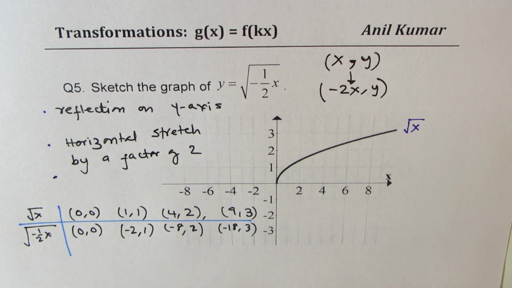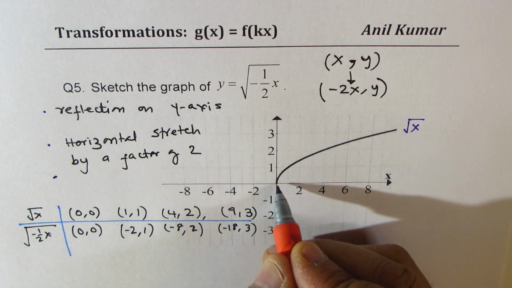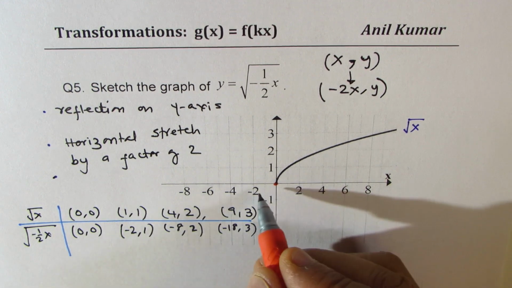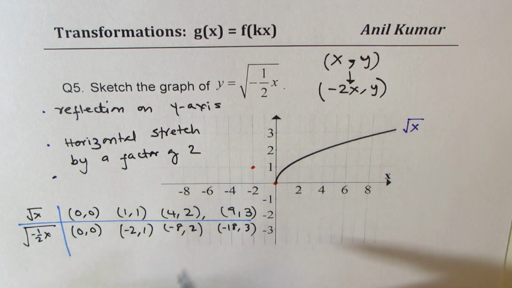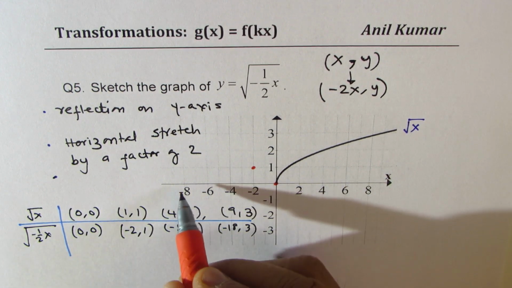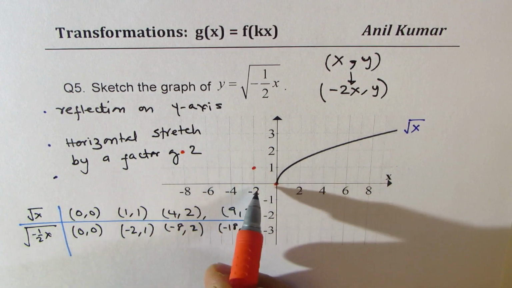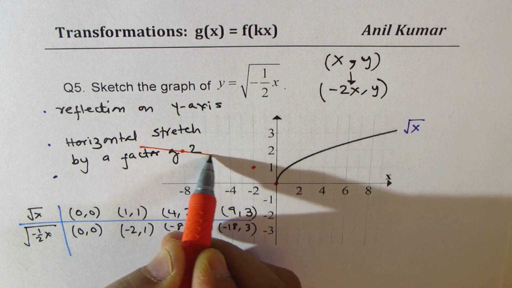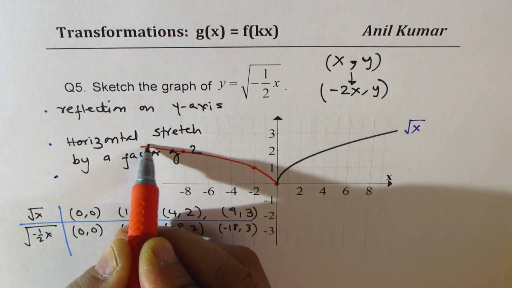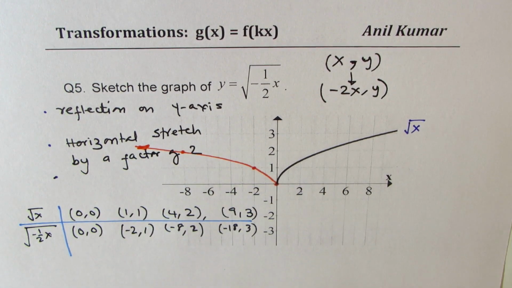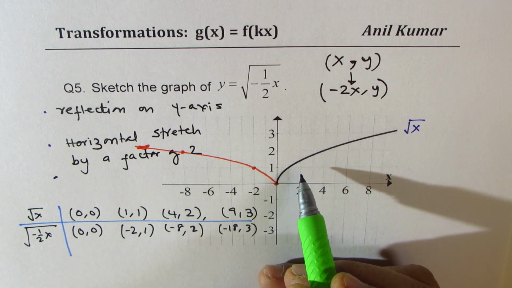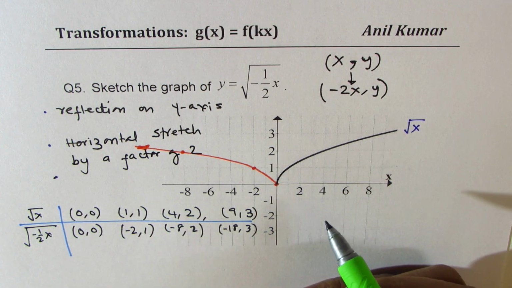So we can plot these points directly. So we get 0, 0 right there. Then we get minus 2, 1, which is this point. Minus 8, 2, which is kind of here. So joining these, we get our transformed function. Correct? So that is how you could do it. You could have done it in 2 steps also, right?